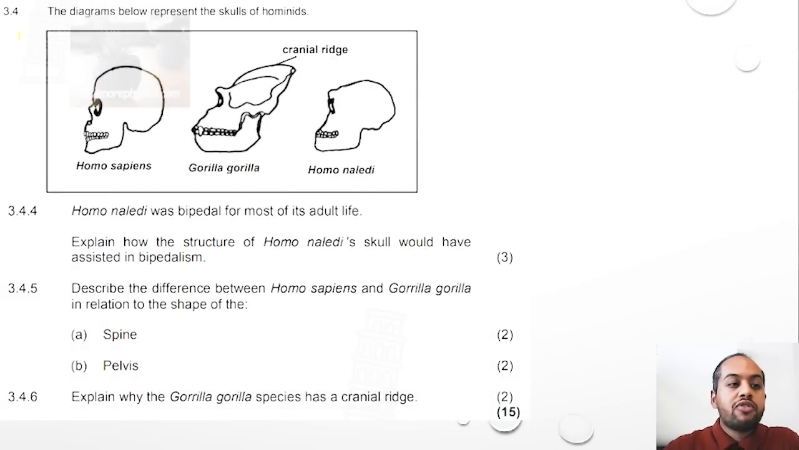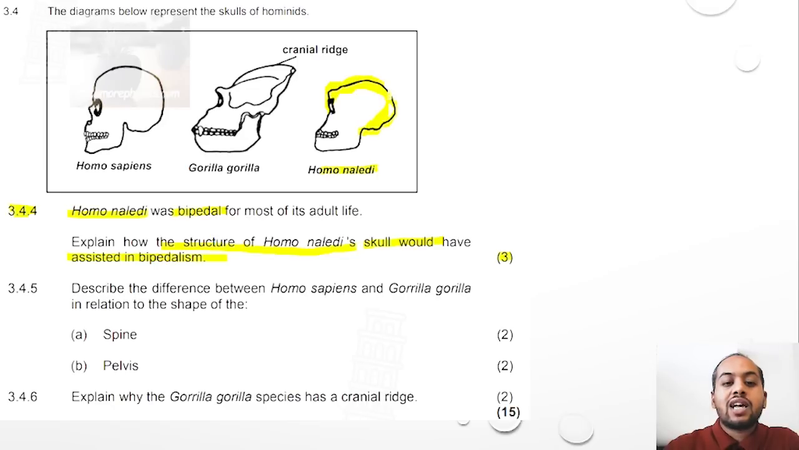The next question, 3.4.4 says, Homo naledi was bipedal for most of its adult life. Explain how the structure of Homo naledi's skull would have assisted bipedalism for 3 marks. So let's look at Homo naledi: how the structure of its skull assisted with bipedalism.